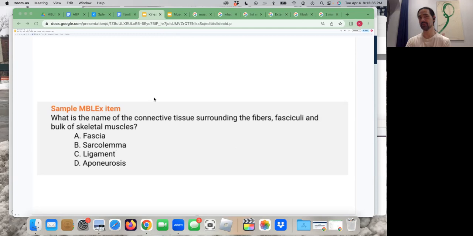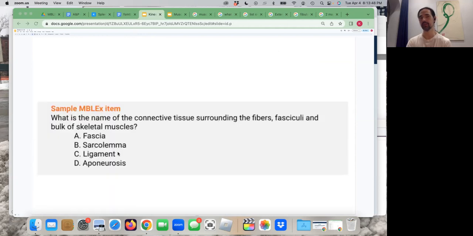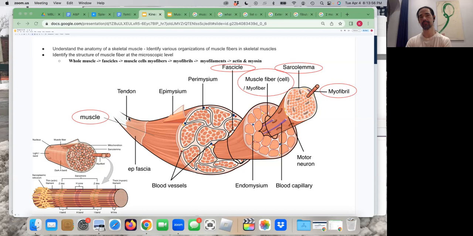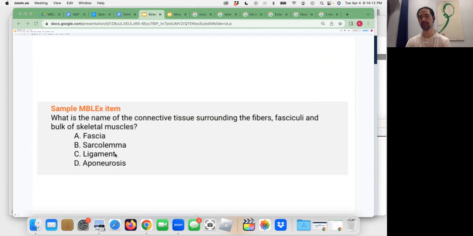Is it the sarcolemma? Well, the sarcolemma is too specific because that only refers to the wrapping of the myofiber. That excludes the wrapping of the belly of the muscle and the wrapping of the fascicle, which I think they're not even referring to correctly. We know it's not a ligament and it's not an aponeurosis. Ligaments are not attached to muscles, so that's not a muscle structure. An aponeurosis is a type of ligament, so that also is not correct. So it's definitely not C, it's definitely not D, because those are not muscle structures. It's either fascia or sarcolemma, and fascia is not specific enough because it doesn't include the sarcolemma, and sarcolemma is too specific because there's no sarcolemma around the bulk of skeletal muscles or around the fasciculi. So which one of these two is correct?